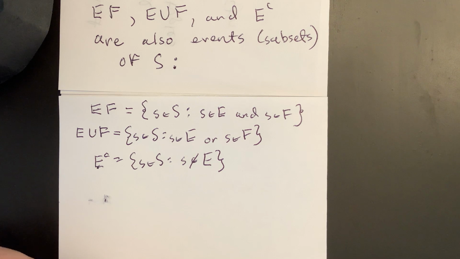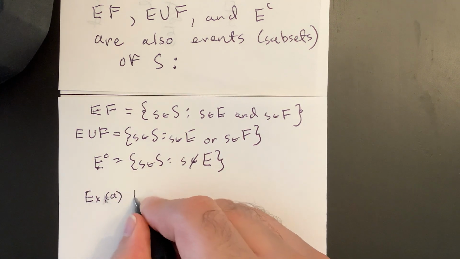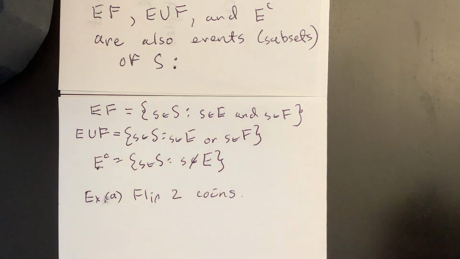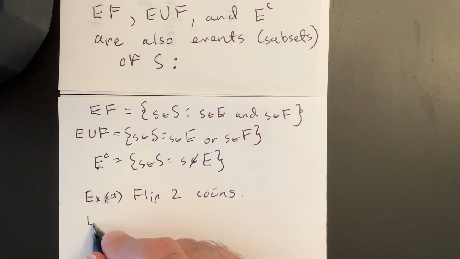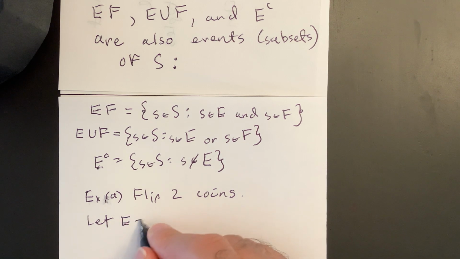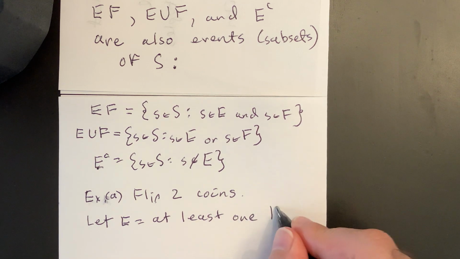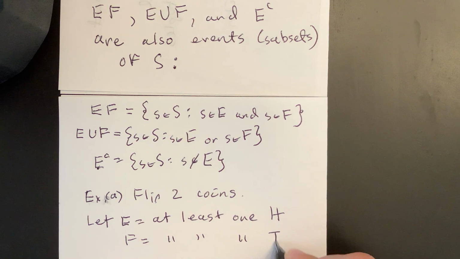So suppose we go back to, let's see, which one? I don't even remember now. Yeah, okay, I think we can do it with it. Suppose we go back to example A, flip 2 coins. So we had S was all 4 possible ordered outcomes, and we let E equal at least 1 head and F at least 1 tail.